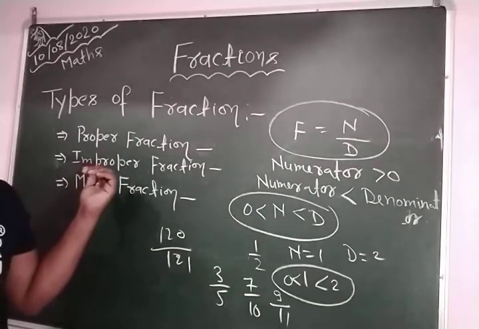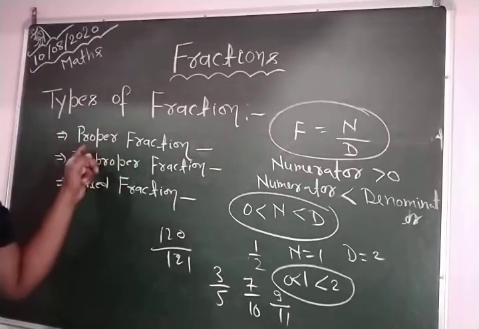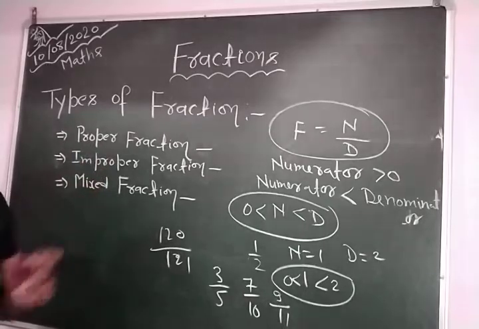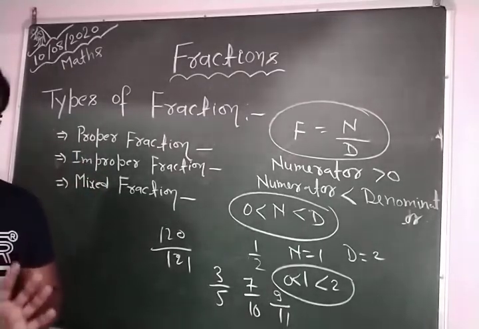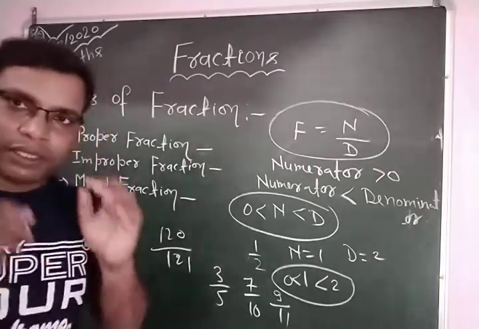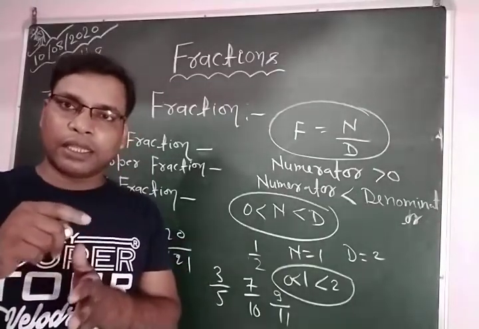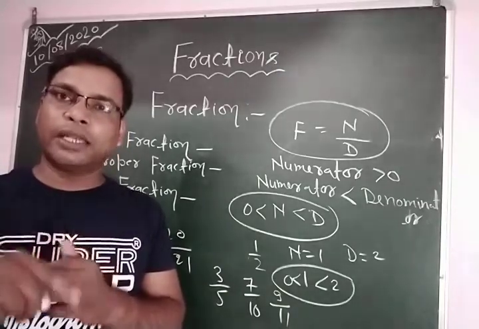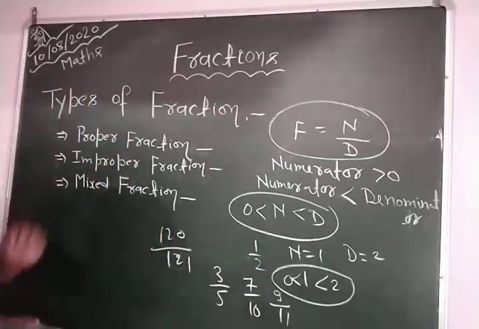One important thing about proper fractions is that all proper fractions lie on the left of 1 and on the right of 0. All proper fractions, where do they lie? All proper fractions lie on the right of 0 and the left of 1. Clear? Now we are going to discuss improper fractions.